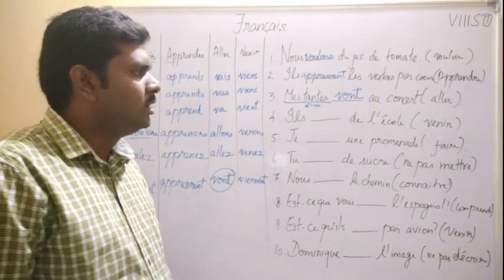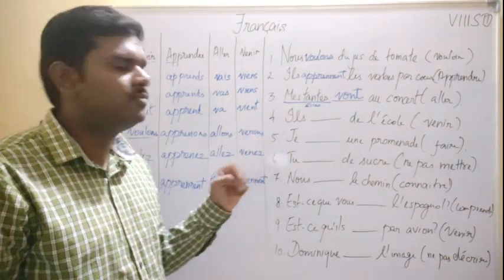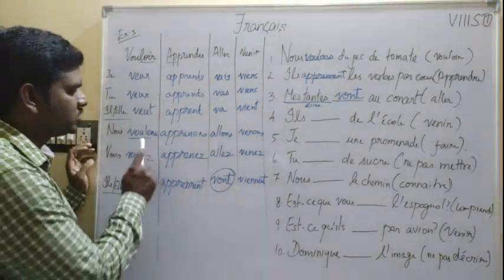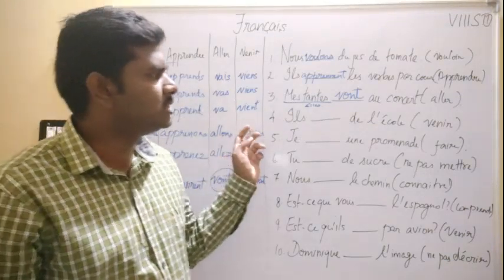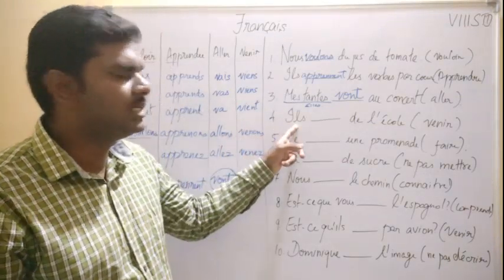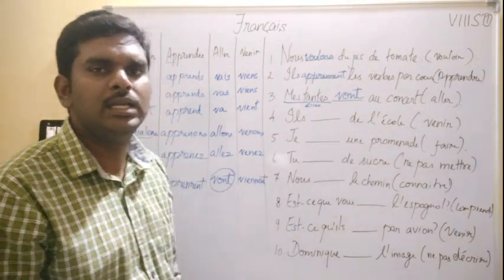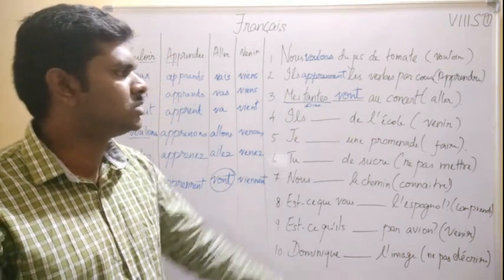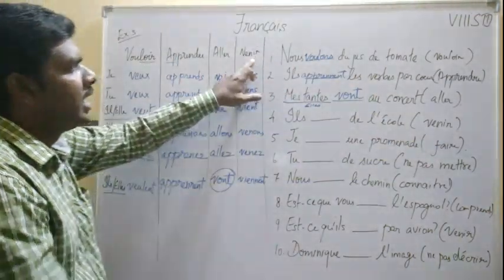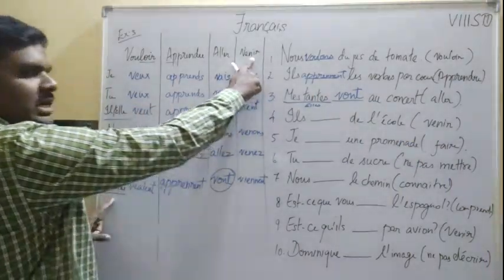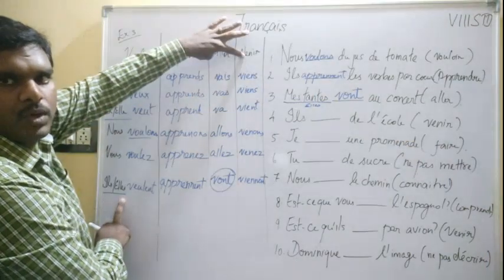Okay. Let's go for the fourth one. Fourth one is venir verb. So first we saw this and this. Now we are going to see venir verb. Let's see the sentence. Il dash de l'école. So venir verb should be used. Venir verb is here, and in venir verb I have to see il. Okay. Il, venir verb.